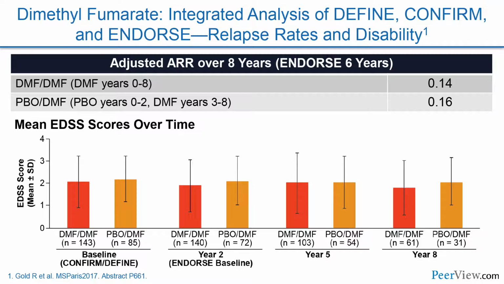8 years, annualized relapse rates remained low in both newly diagnosed patients treated with dimethyl fumarate in DEFINE and CONFIRM and ENDORSE, and those who were treated with placebo in DEFINE and CONFIRM and then later switched to dimethyl fumarate when they entered ENDORSE. In fact, the adjusted annualized relapse rate was significantly reduced in placebo patients after switching to dimethyl fumarate. Lastly, EDSS scores also remained stable over 8 years, with greater than 90% of patients maintaining walking abilities after 8 years of treatment.